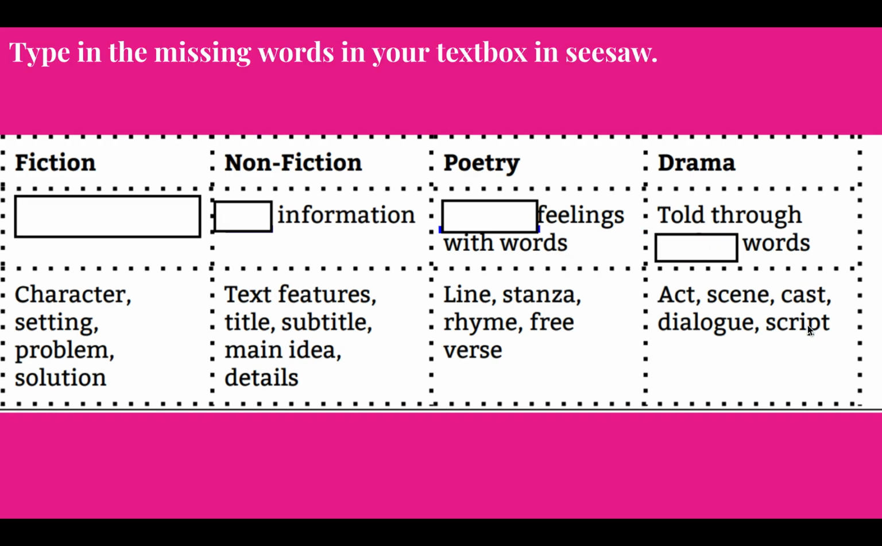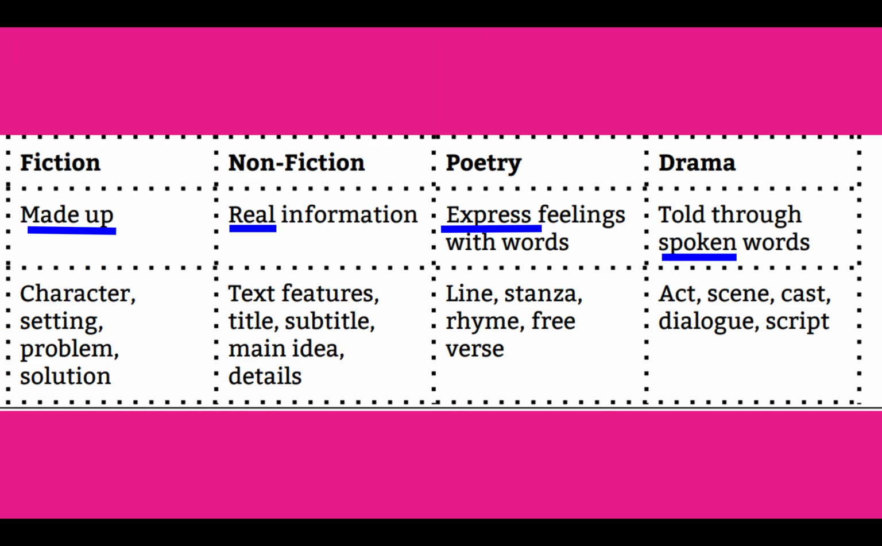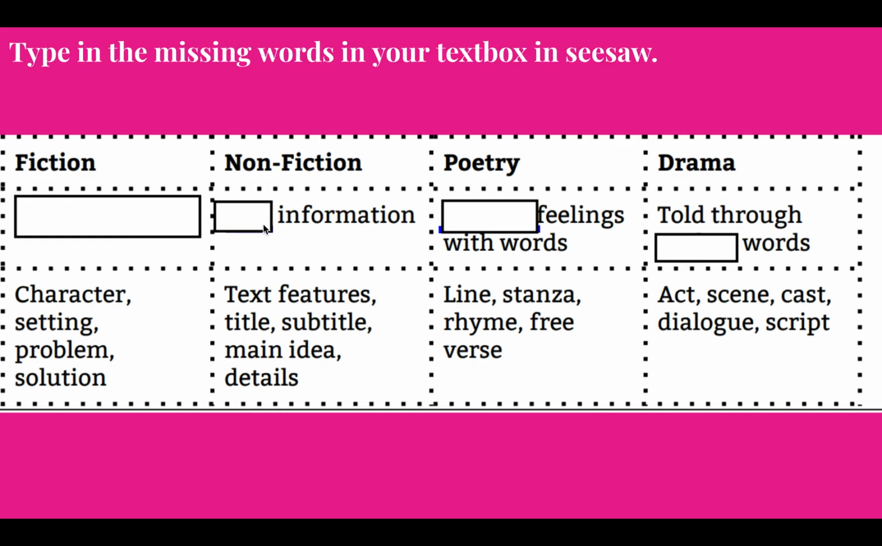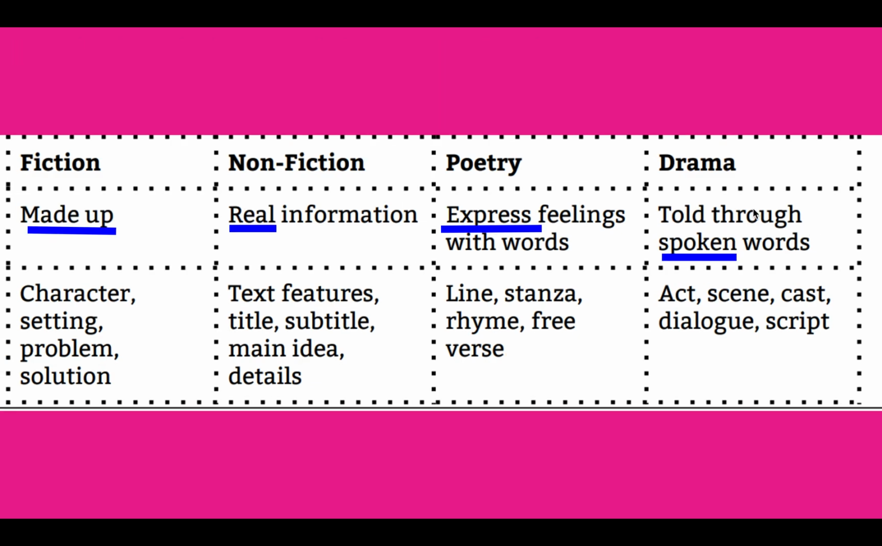So at this time, you're going to type in the missing words in your text box in Seesaw. So notice how in your Seesaw, when you added the response, this is your first page. These 4 text boxes are red. So when you type in, your words are going to be in red. So at this time, I want you to pause. This is the slide that you should be on, and you're going to write the word made up right here. Real in this second text box. Express in the third text box. And the word spoken in the fourth text box.